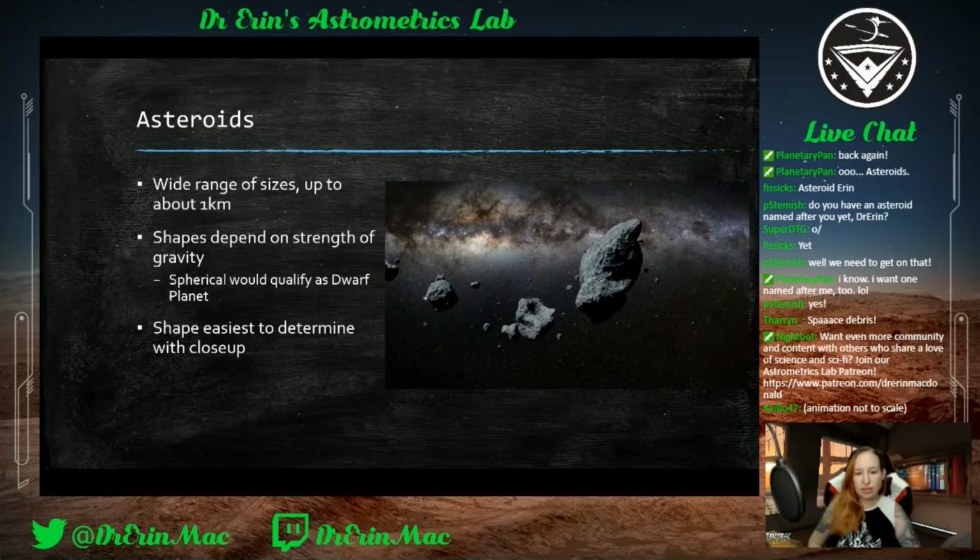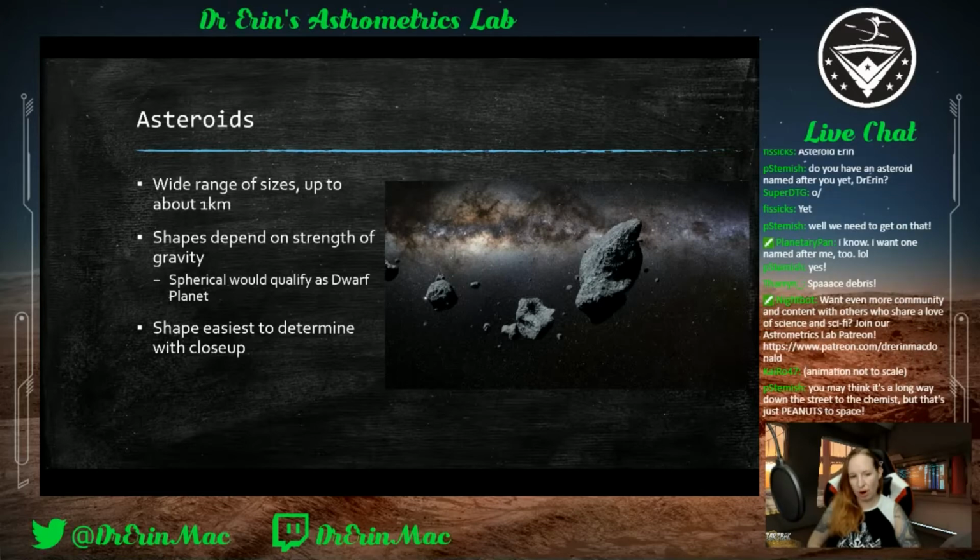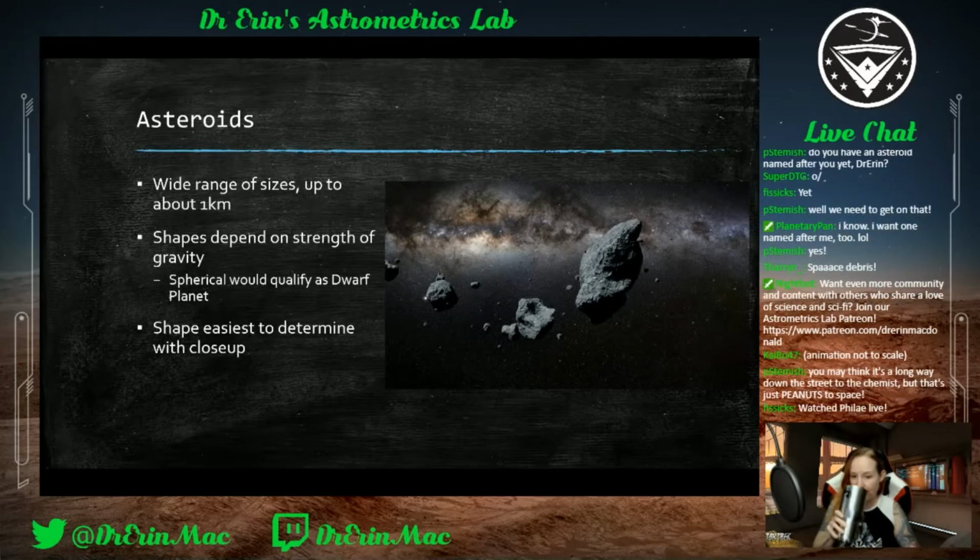And then the shape is actually really hard to determine. The only way we can really determine the shape of an asteroid is to get a close-up image of it. Some of you may remember when the Rosetta and Philae spacecraft went to see the comet Churyumov-Gerasimenko. They discovered that it was way weirder shaped than they had planned.